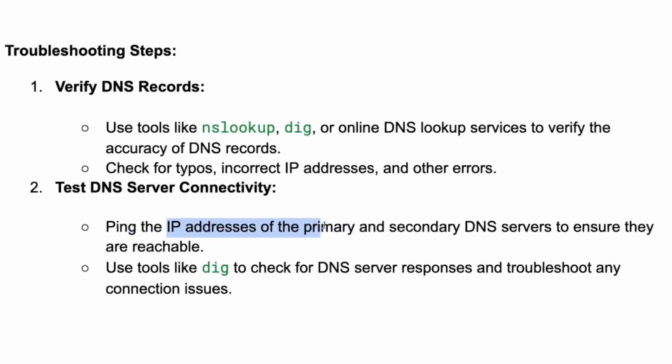And you can ping the primary IP addresses. You can ping the secondary IP addresses of these servers to see if they're reachable or not. And then you would use a tool like dig to check for the DNS server responses and troubleshoot any connection issues if there are any.